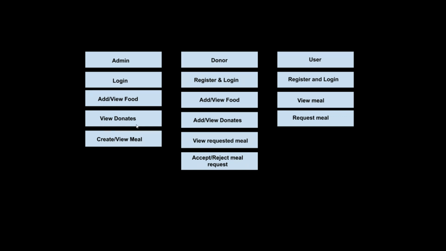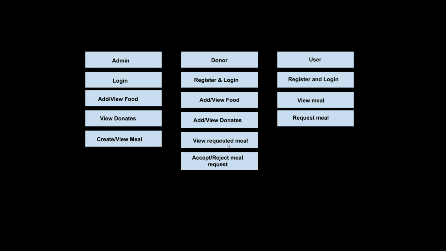According to the donates, the admin will create a meal, and the created meal can also be viewed by the admin. Now the user will register and log in with the registered email and password. After login, the user will view the meal and request the meal from the donor. Now the donor can accept the meal request or reject the meal request.